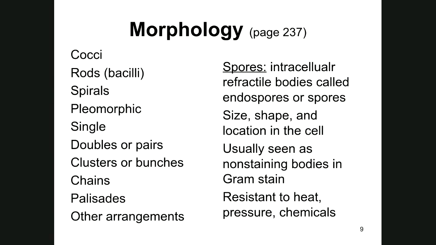Usually seen as non-staining bodies when you do your gram stain. And they're resistant to heat, pressure, and chemicals, and that's why bacteria that have spores can actually live in the environment much longer periods of time, or kind of go dormant because they're actually resistant. The spore helps them be resistant. So understand the basic shapes: cocci, rods, or spirals, and understand about spores.